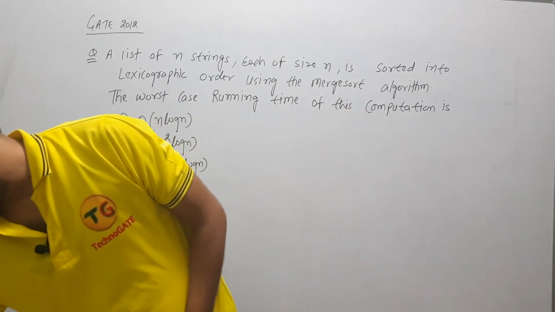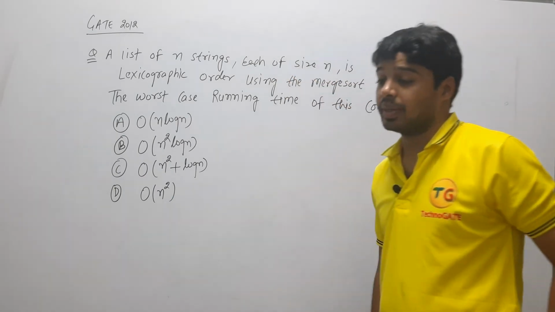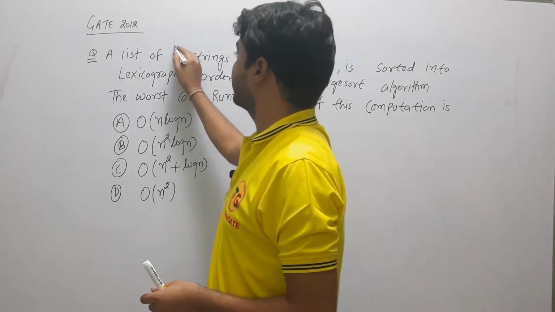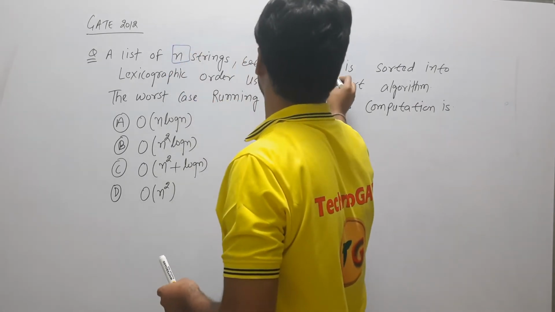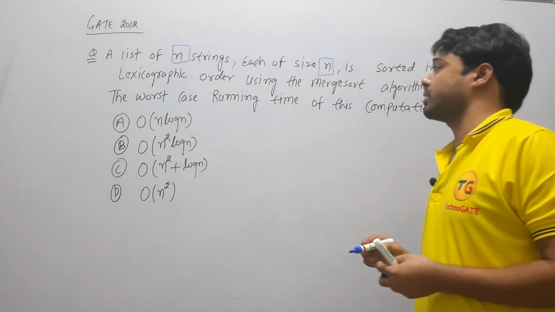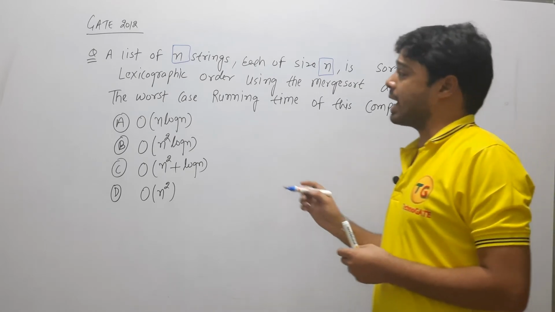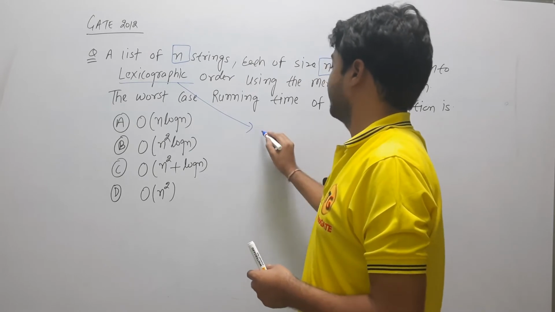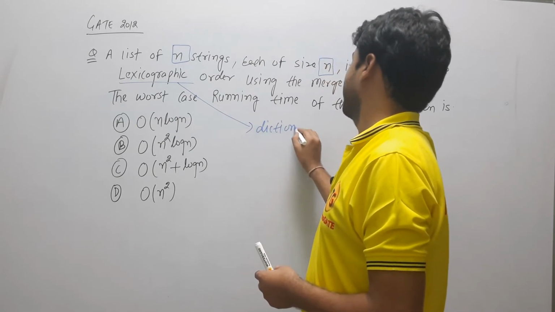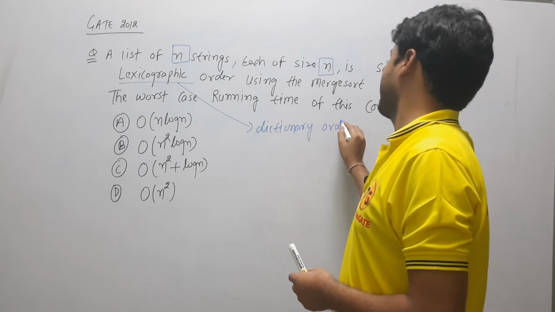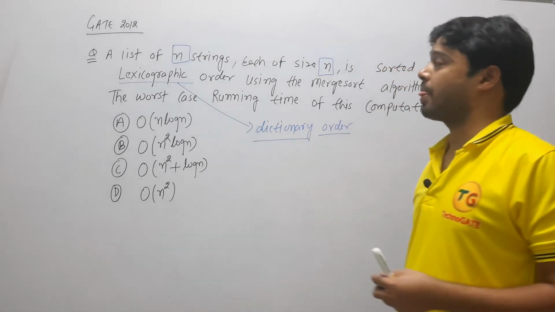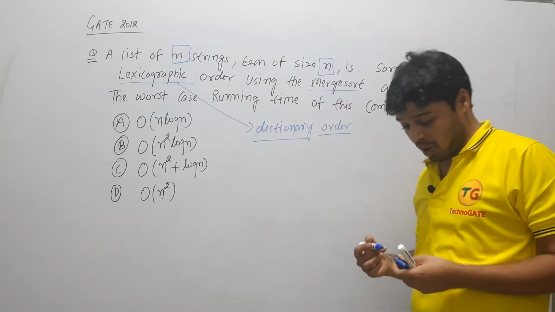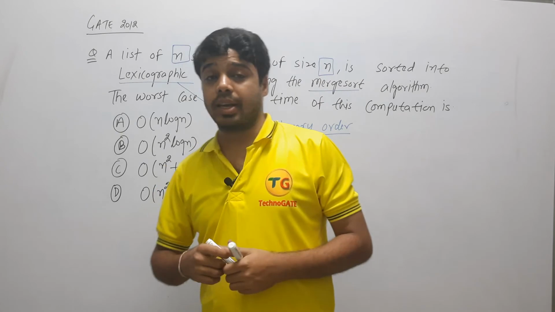Now let's check here. What is the computation time here? What is the running time here? So here a list of n strings, so there are n strings, each of size n, sorted in lexicographic order. Lexicographic means dictionary order. So dictionary order is called lexicographic order. Using the merge sort algorithm here, what is the running time? What is the complexity here?